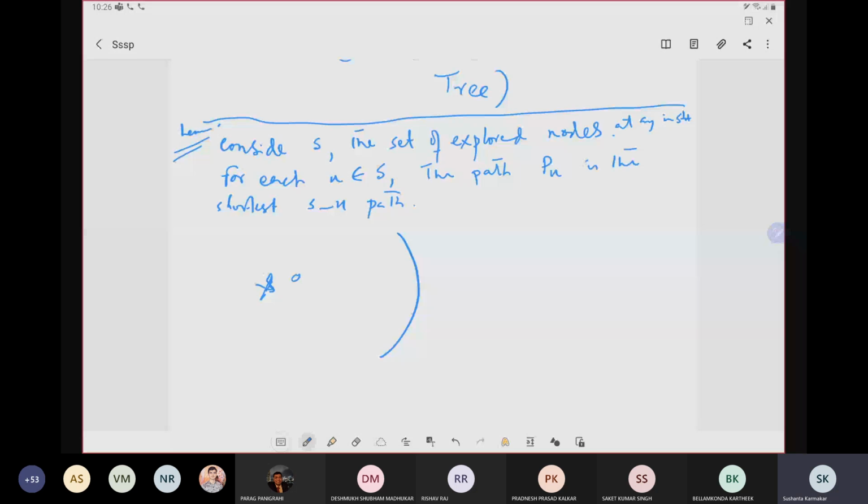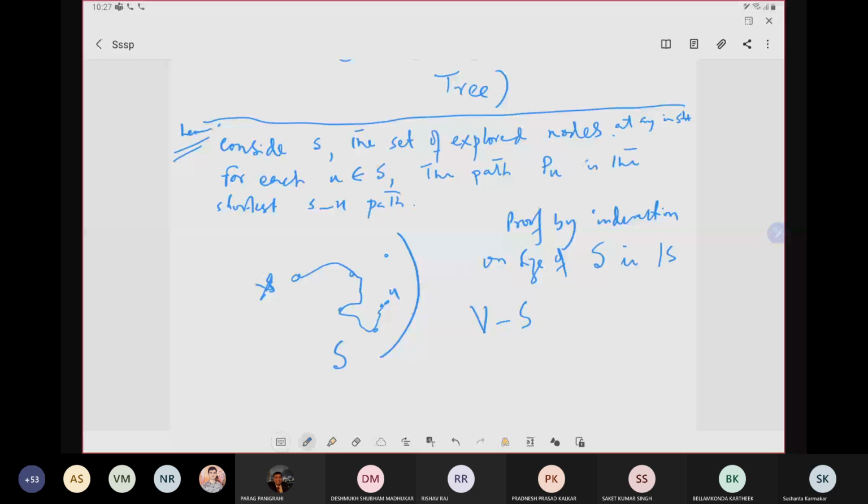Okay. So how do I prove that? What we do is we prove by induction. Initially, what is this S? So initially, we prove this by induction on the size of S, that is, modulo S.